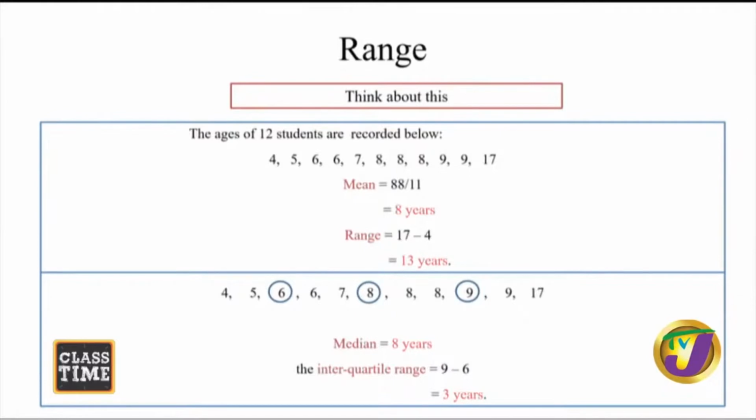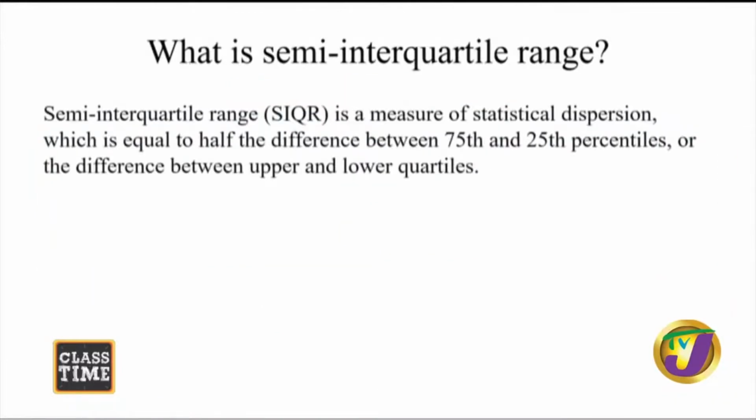So here we see, because if you look at the numbers really, 4, 5, 6, 7, 8, 9, and then 17, this is not a really widespread. So the 13 there would not give you a good estimation of the spread really, of what's happening. Right, okay. But the interquartile range is more accurate.